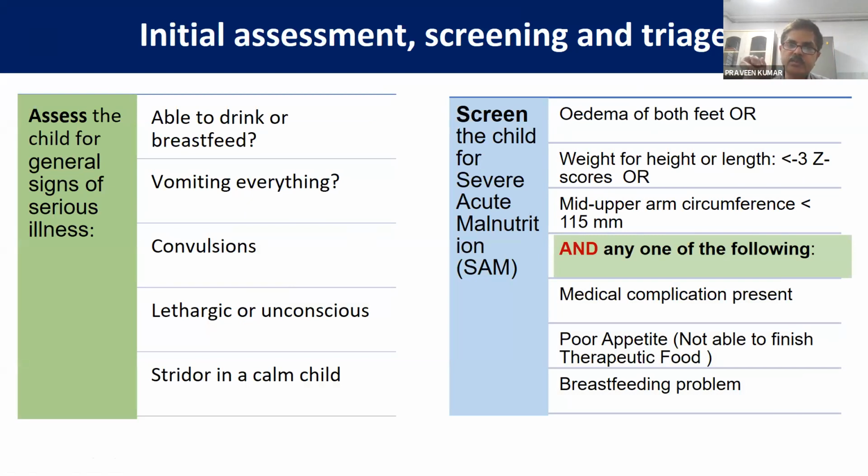Now, all children with severe acute malnutrition are not hospitalized. They will definitely need nutritional care, but you do not admit all of them. You admit them if there is some medical complication or the child has poor appetite. Poor appetite means the child is not able to finish the therapeutic food. If the child is not able to finish it, then you say the child has poor appetite. Or in younger children, if the child has a breastfeeding problem, then also you will admit and try to address it.